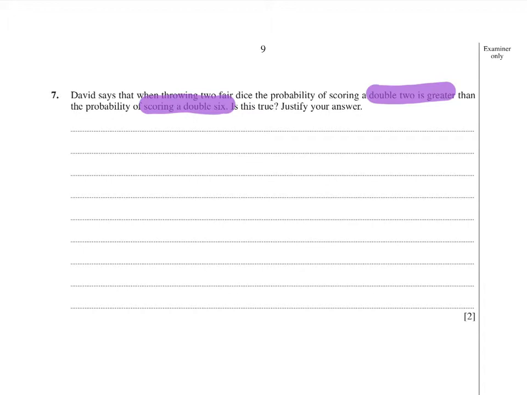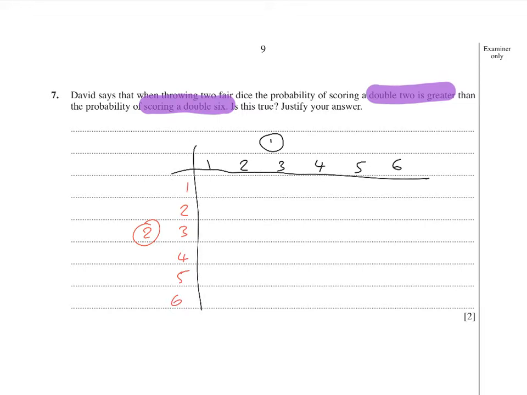So if I draw out dice number 1, I could get 1, 2, 3, 4, 5, 6 different ways that I could get a number, so 1 to 6. And then dice number 2, I could get 1, 2, 3, 4, 5, 6 different ways here. So if I have my table looking something like that, then the scores I could get: a double 1, a double 2, a double 3, a double 4, a double 5, or a double 6. But I'm only really interested in these options here, that I'm getting a double 2, or a double 6.